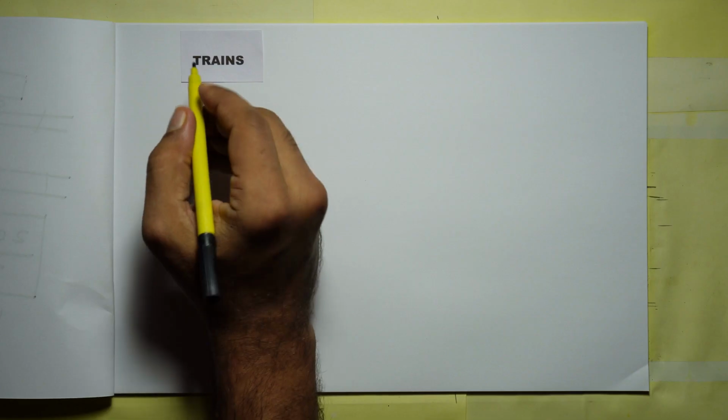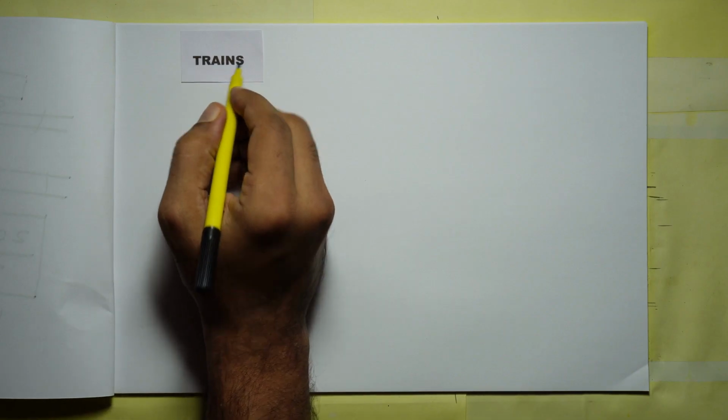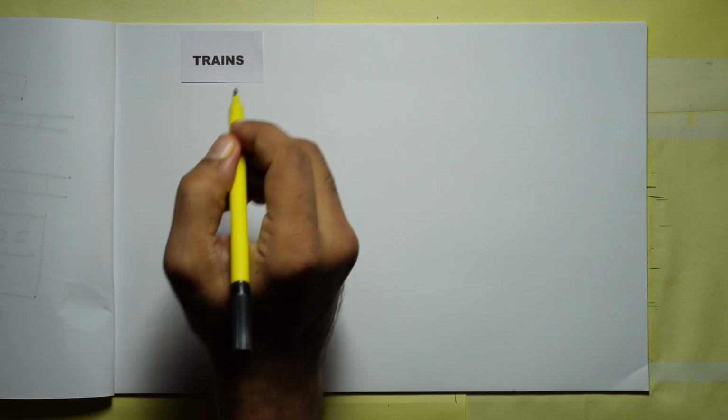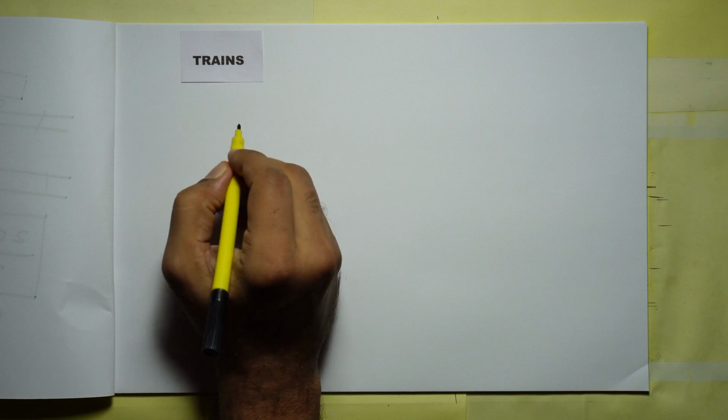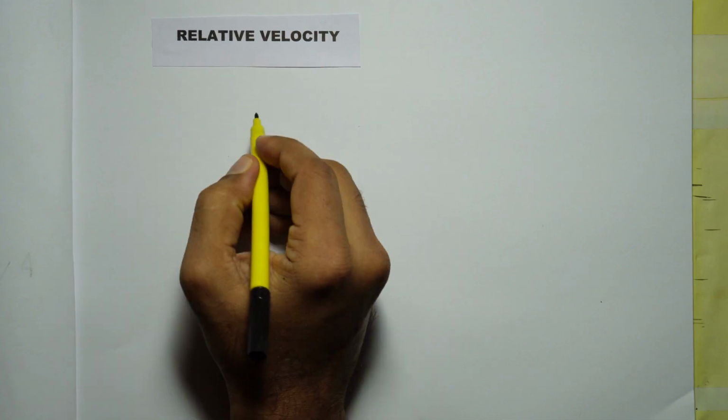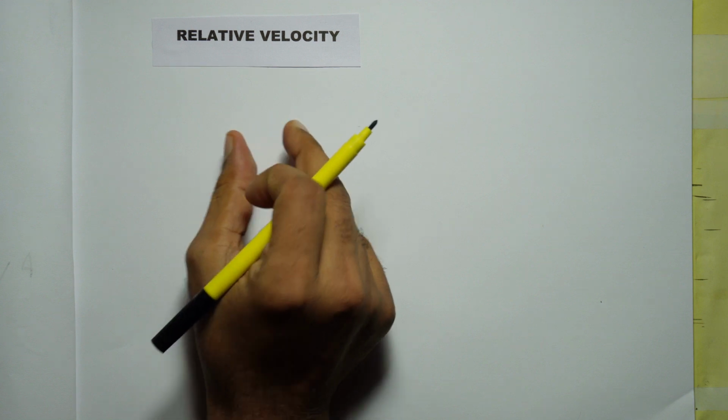Let's start. Let us start with the topic trains. Questions on relative velocity usually come as trains. So first we'll just see what is relative velocity. To calculate a relative velocity, we need to have two objects. That is, two objects should be there.